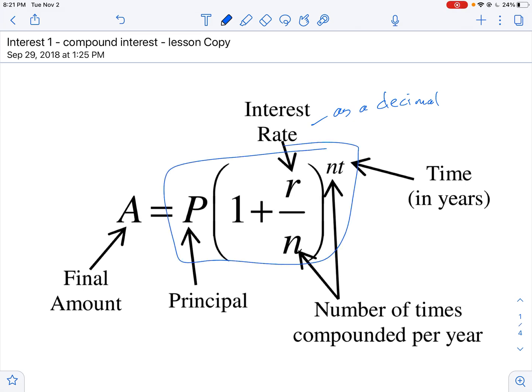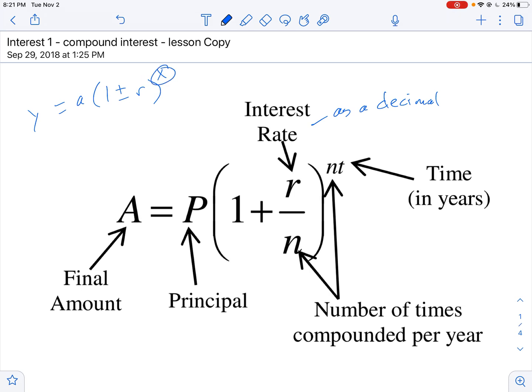Hopefully this equation looks familiar because previously we had something like y equals a times 1 plus or minus r to the x power. This is very, very similar. Instead of just r, you split the r up into however many times you compound it, and you do that however many times during the year. So if you're compounding 12 times a year, n becomes 12, and you do 12 times however many years it's been.